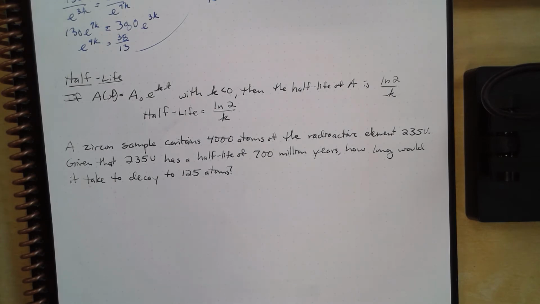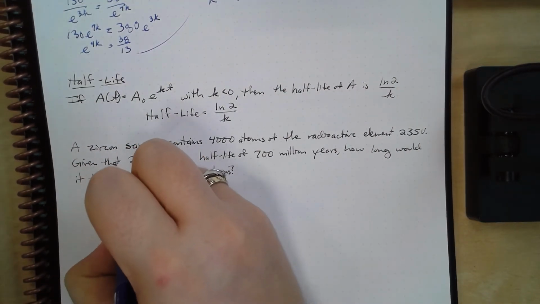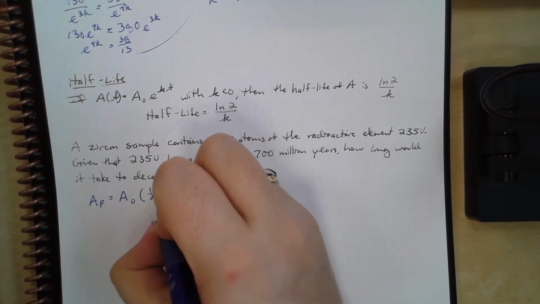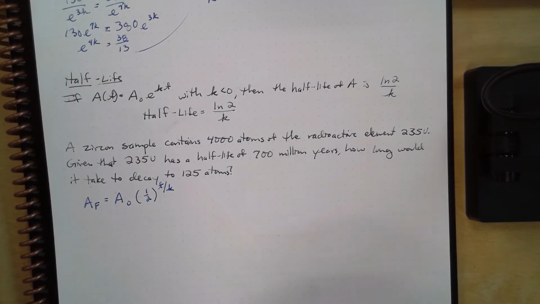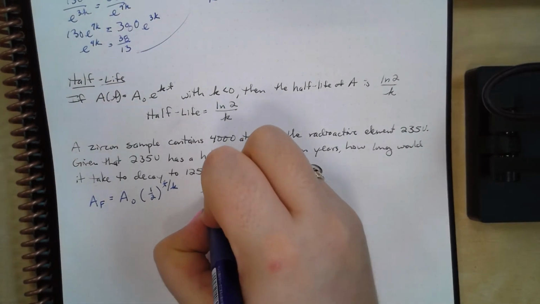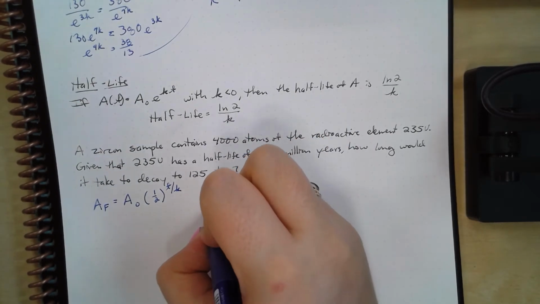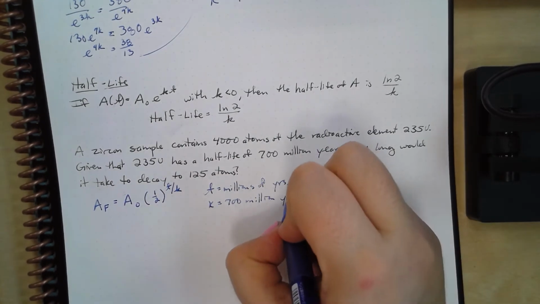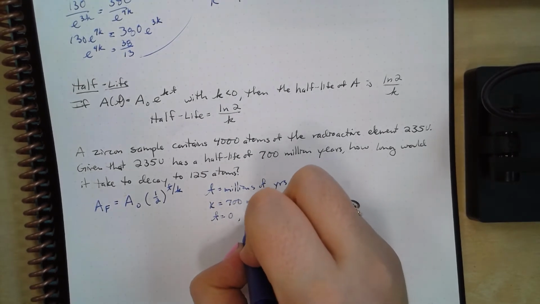Well, okay, so our model here is going to be A sub final, our final amount, is equal to A sub naught, which is our initial, times 1/2, our half-life, to the t over k power. And this is actually the model used for calculating a half-life. And so t is our millions of years. k is equal to 700 million years. We were given that information in the problem. And when t equals 0, we have 4,000 atoms.